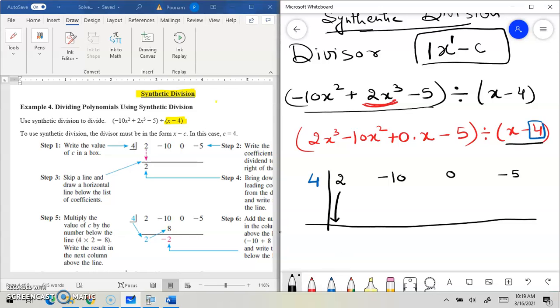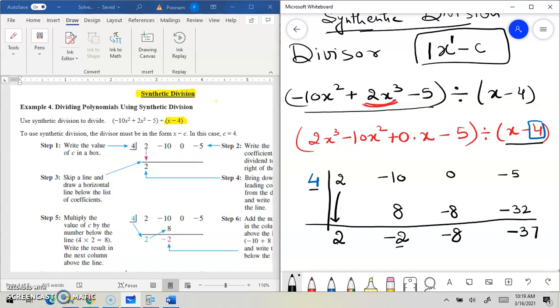This 2 comes down as is. You multiply 4 by 2, that is 8, which comes here. So we have 4 times 2 is 8. Now we add these next two numbers. Negative 10 plus 8 is negative 2. Now we multiply 4 by negative 2. We get negative 8. 0 plus negative 8 is negative 8. 4 times negative 8 is negative 32. Negative 5 plus negative 32 is negative 37.